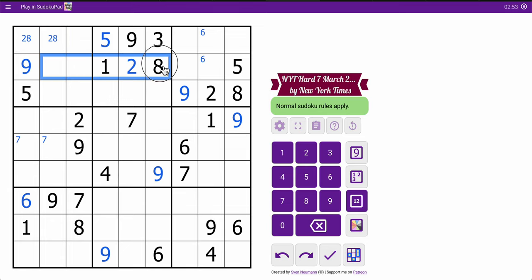Okay, well, what does that row need? I have 1, 2, 5, 8, 9 placed. I need 3, 4, 6, and 7. This sees 6 and 7, it can only be 3, 4. This sees a 4. This sees 7. This, I don't think, sees any of them. Nope.